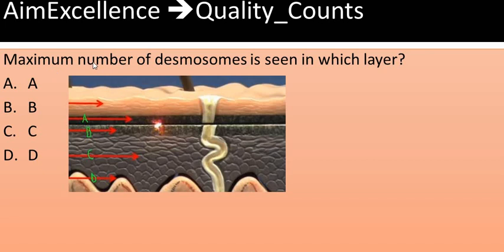Now, maximum number of desmosomes is seen in which layer? So see, we have to have a pretty clear understanding of skin anatomy, the layers of epidermis, which layer has what, and what happens in damage to different layers. We have to have a pretty good understanding. And actually, if we go through the vesiculobullous disorders, we have to have a pretty clear understanding of skin anatomy, particularly the epidermis layers, and also the dermis and the dermoepidermal junction, to understand whether the vesiculobullous disorder is intraepidermal or subepidermal.